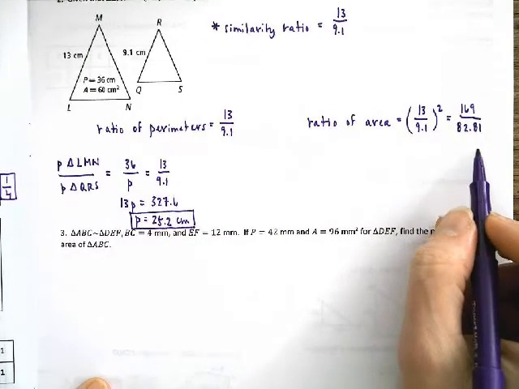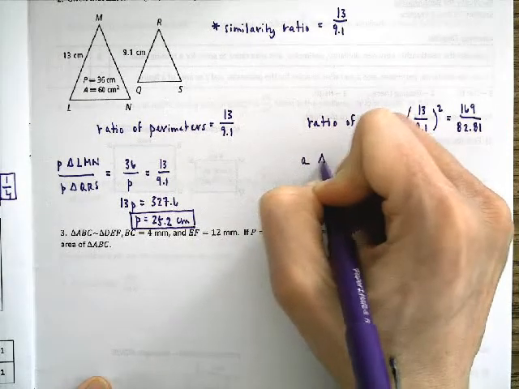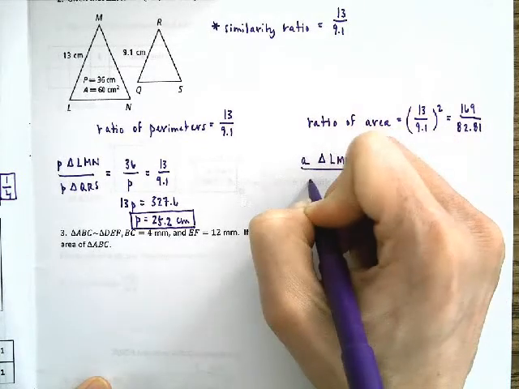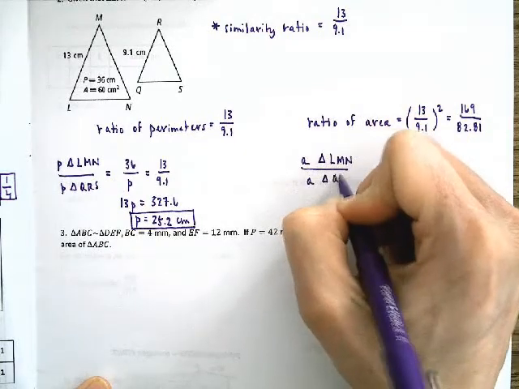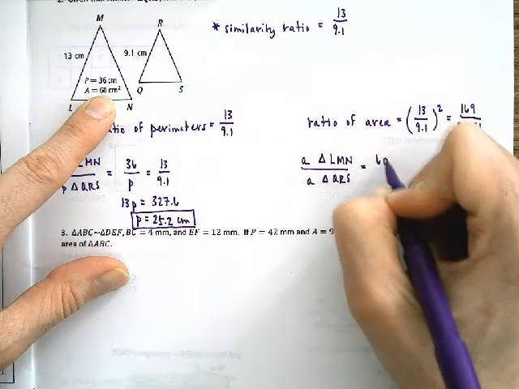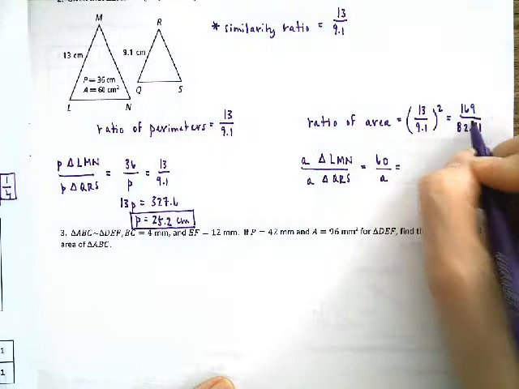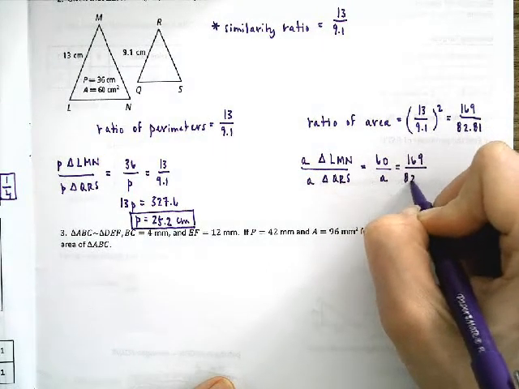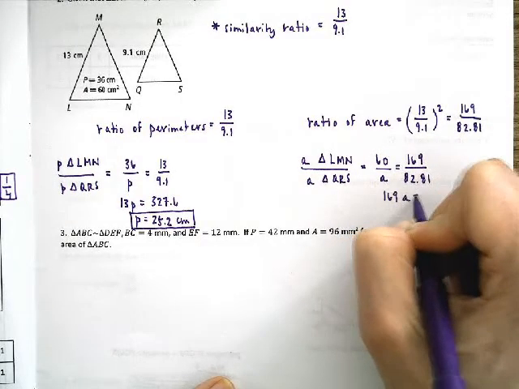Okay, and now I go through the same exercise just using this ratio. So I'm going to take the area of triangle LMN, and I'm going to compare that to the area of triangle QRS. So here my area is 60. This triangle I don't know, I'm going to call it A, and then again I'm going to set it equal to this ratio, 169 over 82.81. And then I will cross multiply.